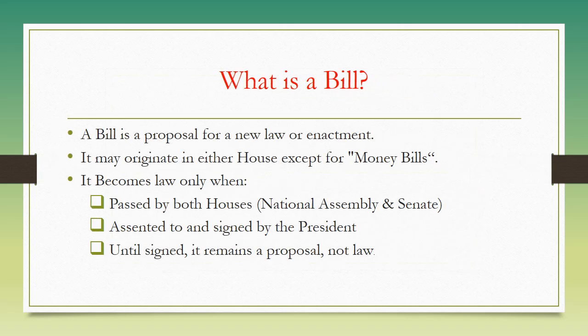What is a bill? A bill is a proposal for a new law or enactment. It may originate in either house, that is, the National Assembly or the Senate, except for money bills. It becomes law only when passed by both houses, that is the National Assembly and the Senate, and also assented to and signed by the President. Until signed, it remains a proposal, not law.